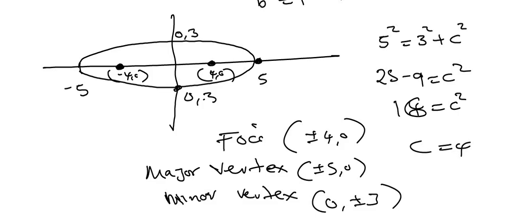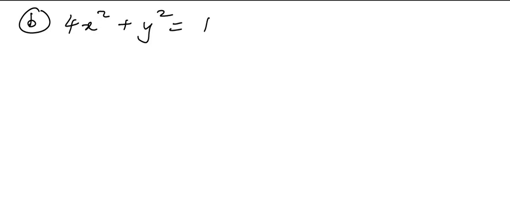Okay, let me do the next example, the one that has a fraction. Yeah, so this one is very, very easy. And this one here, we're going to get what? They were saying this part B was 4x squared, then plus y squared is equal to 1.